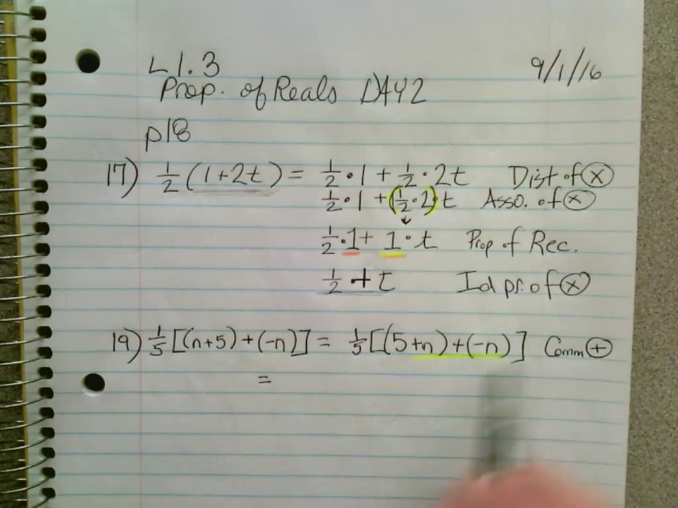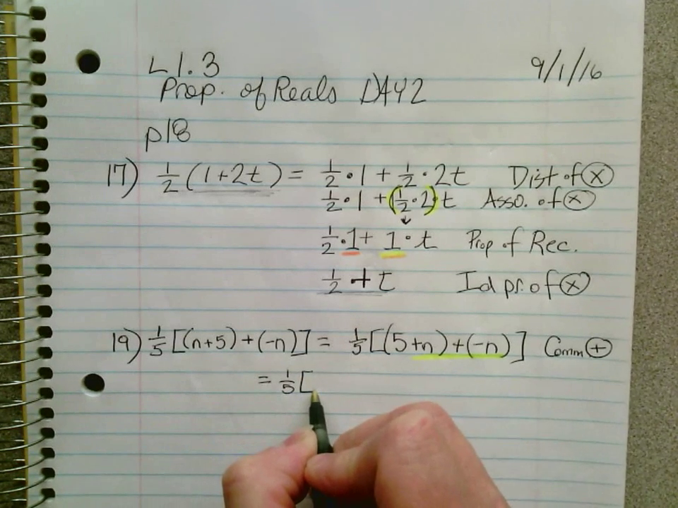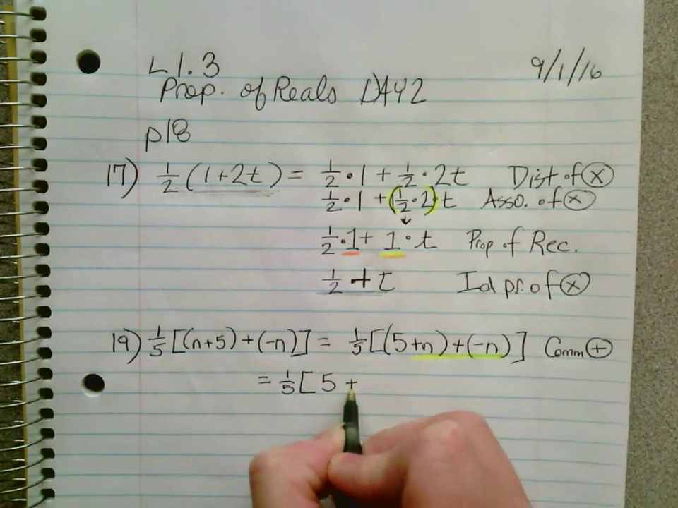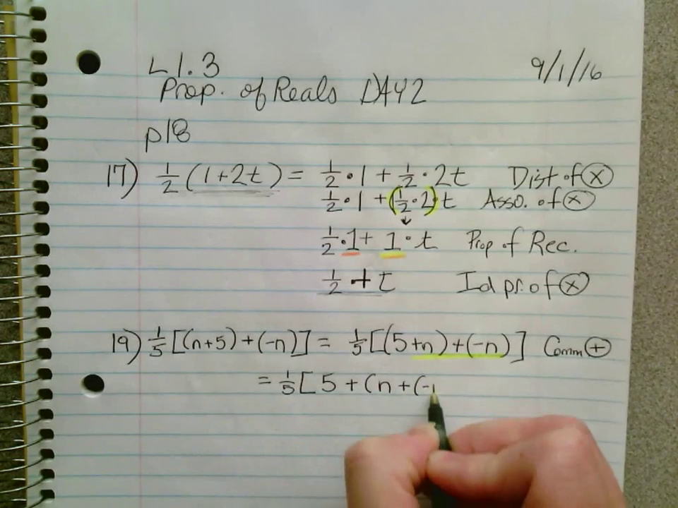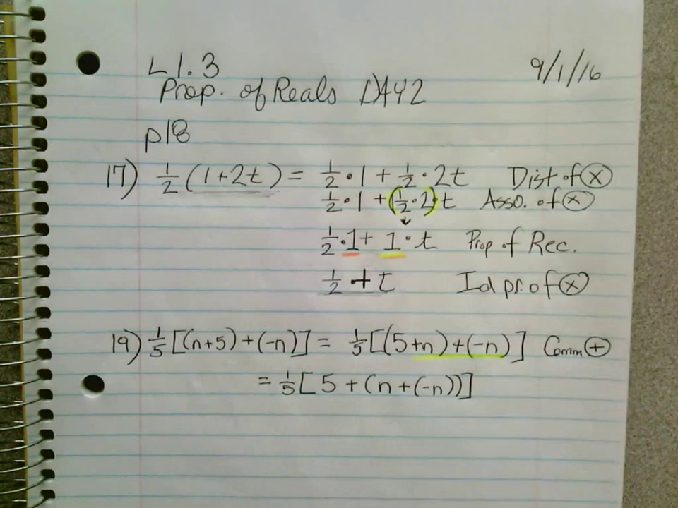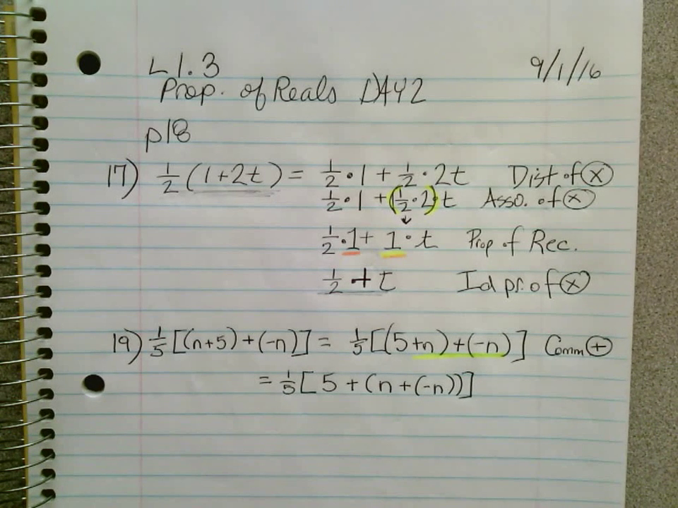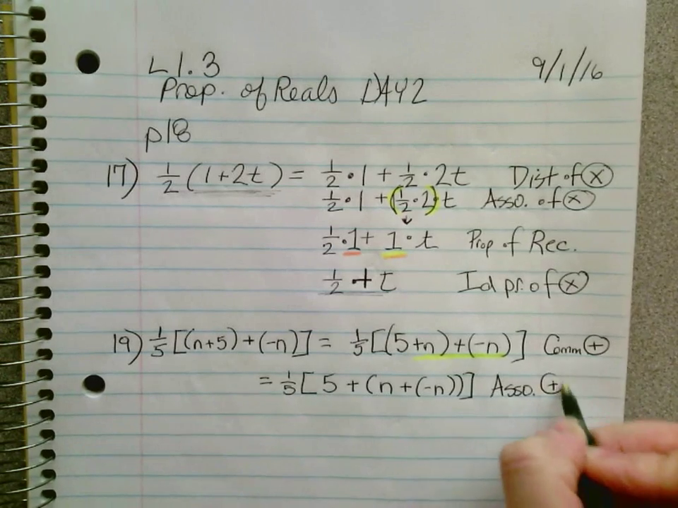Which they then took to 1/5 bracket 5 and the sum of n and a negative n. Let's add a few more parentheses just for fun. The order hasn't changed, but they have some stuff together. What is that called? Associative, yeah. And it's not multiplication anymore, it's addition.